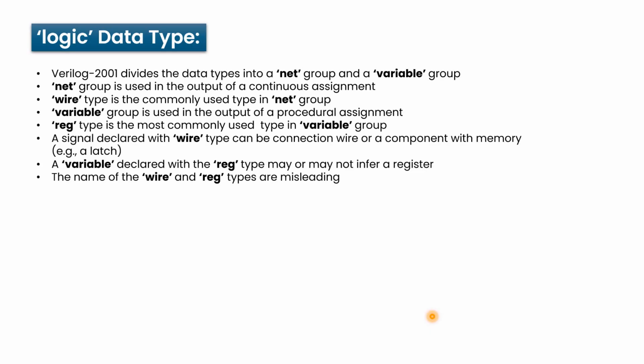I am sure that you are aware about wire and reg data types in Verilog. So wire data type is a data type from the Verilog 2001 standard, which comes from the net group. Verilog 2001 divides the data types into two groups, net and variables. Wire data type is from the net group, whereas register data type is from the variable group.